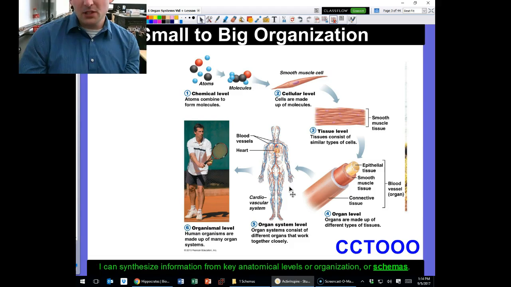So if you say, what's the basic principle of anatomy? What's the organizing principle of all of anatomy? We could say organ systems are.